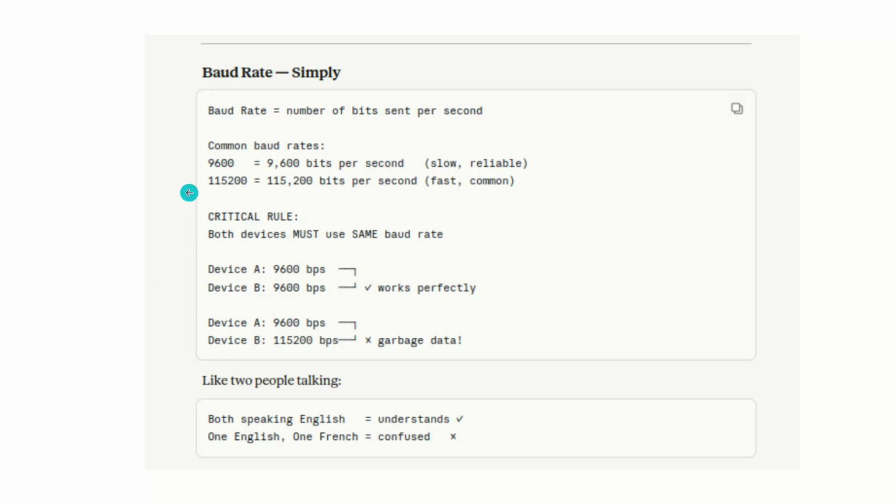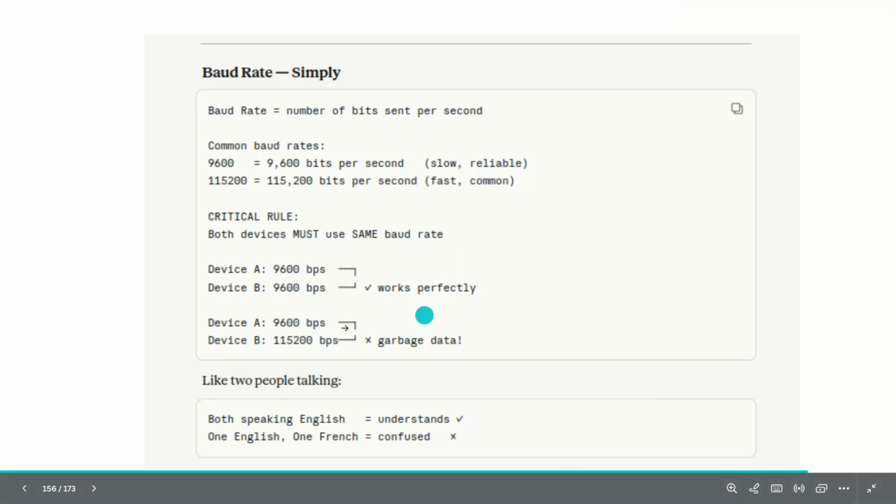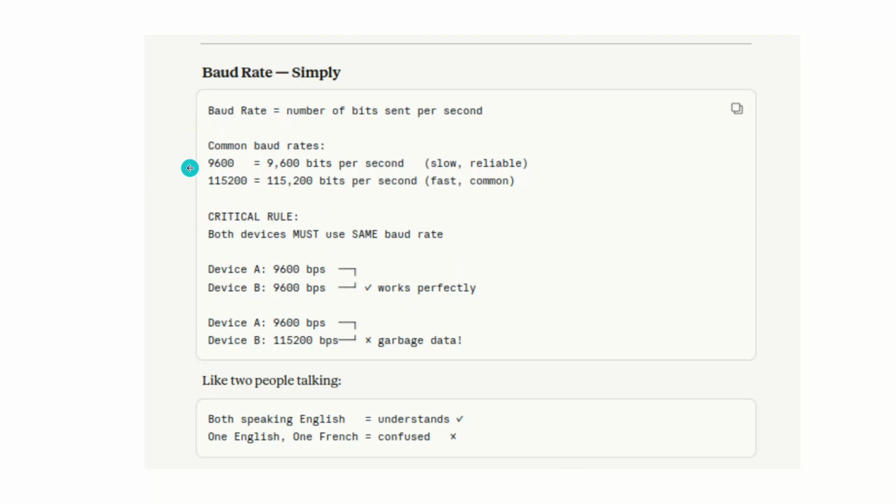The main rule of baud rate is that both these devices should agree on the same baud rate. And the common baud rates are 9600 and 115,200. Okay, now 9600 is slow and reliable, and 115,200 is a fast, commonly used baud rate.